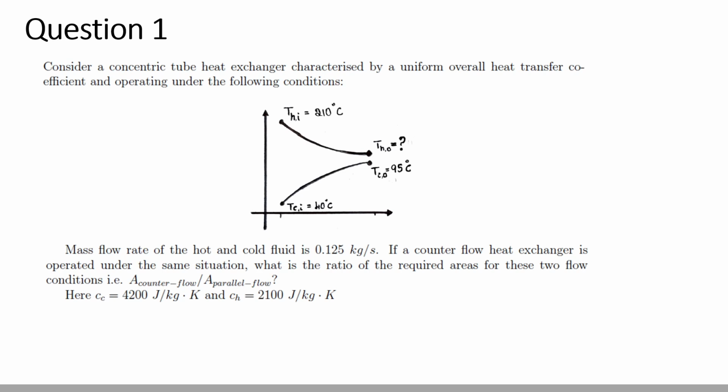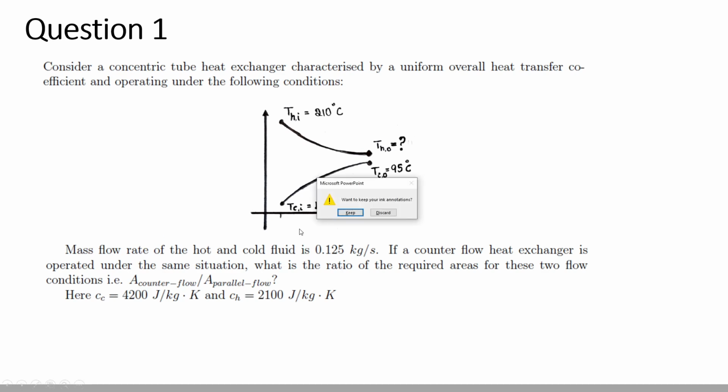So let's start with solving the questions for today. This is question number 1, which states: consider a concentric tube heat exchanger characterized by a uniform overall heat transfer coefficient and operating under the following conditions. Mass flow rate of hot and cold fluid is 0.125 kg per second. If a counter flow heat exchanger is operated under the same situation, what is the ratio of required areas for these two flow conditions? That is, we have to find the ratio of counter flow upon parallel flow for the given concentric tube heat exchanger.